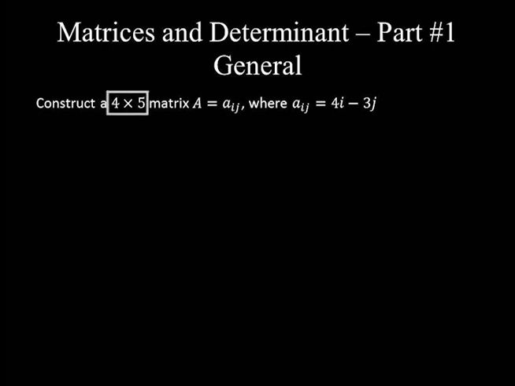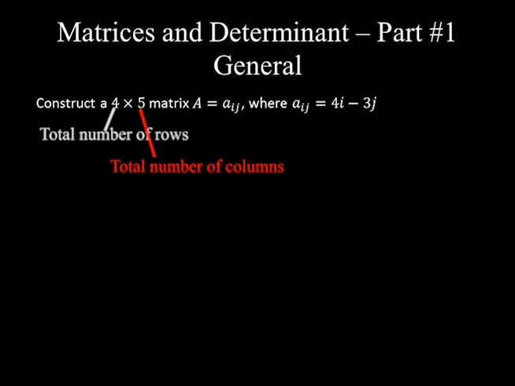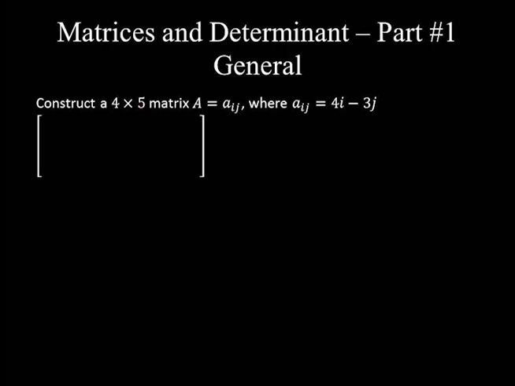As we have discussed, the first number, that's 4, stands for the total number of rows, and the second number, that's 5 in this case, stands for the total number of columns. So the matrix we are going to construct is the one with 4 rows and 5 columns. Let's start by forming a square bracket and then denote the 5 column and 4 row elements of a matrix in the form A sub ij.